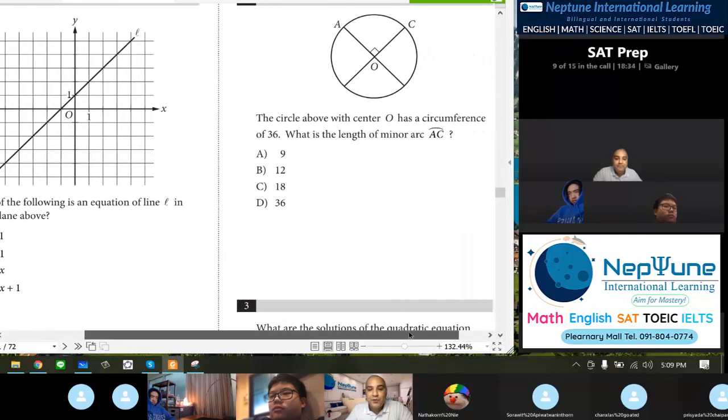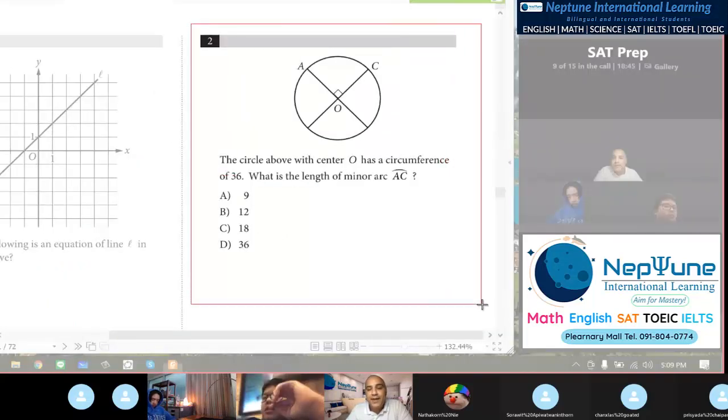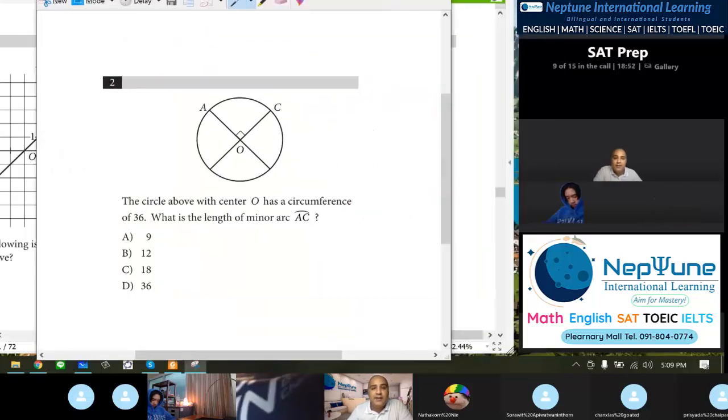Moving on to question 2. The circle above with center O has a circumference of 36. What is the length of minor arc AC? So let's work out this problem. Again, I call this an easy question. It's not that hard, and you can answer it really fast if you know what these things are.